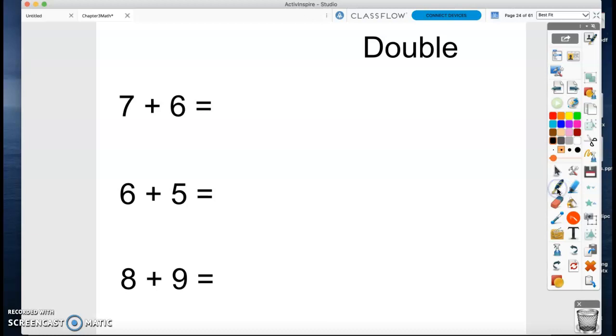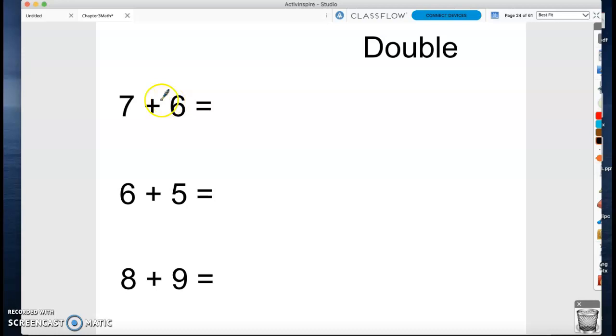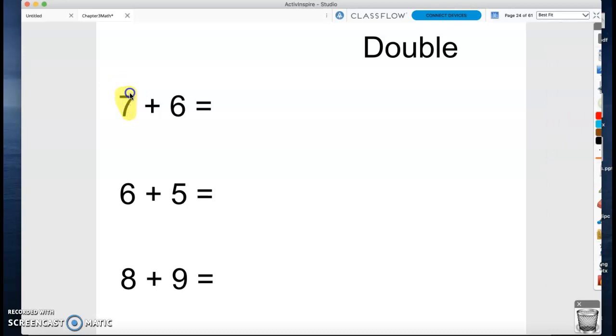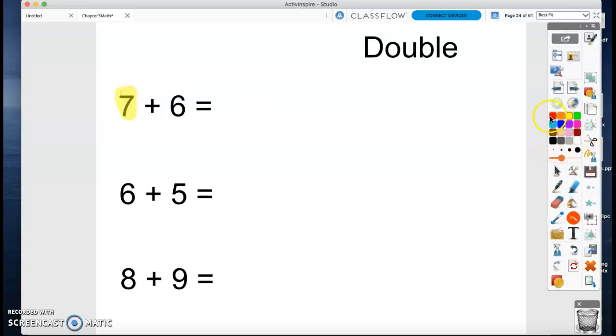So on this one, we need to figure out what our double fact is. So we're going to come over here and we're going to look at our add-ins. I have 2 add-ins, and I can choose either one. So I have 7 that I can choose to make a double, or I have 6 that I can choose to make a double. So either one will work, but when I'm looking to see a double, if I choose 7, then I'm going to do a doubles minus 1.